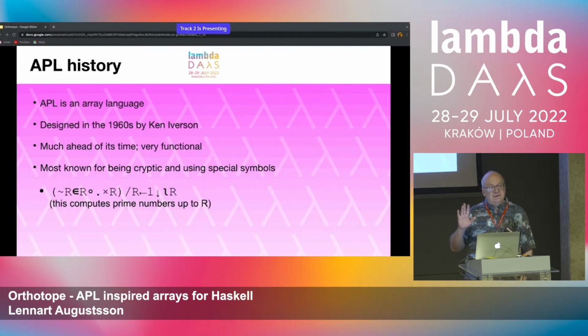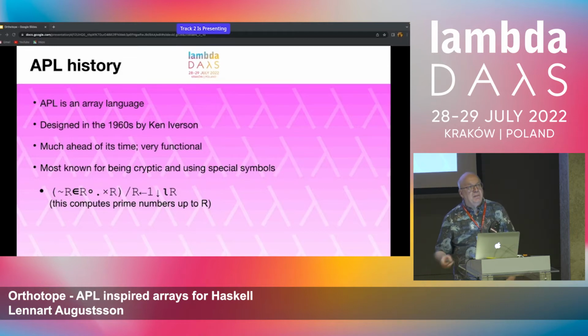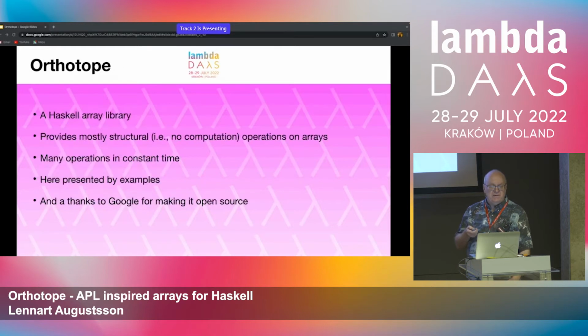But it has all kinds of cool high-level features, where you never loop around things. You do everything in bulk operations, which I'm going to illustrate with some of these things that I have. Yes, Orthotope is a Haskell library, and mostly it provides structural operations. And what do I mean by that? I mean things that don't really touch the elements of the array. You just rearrange the elements of the array.